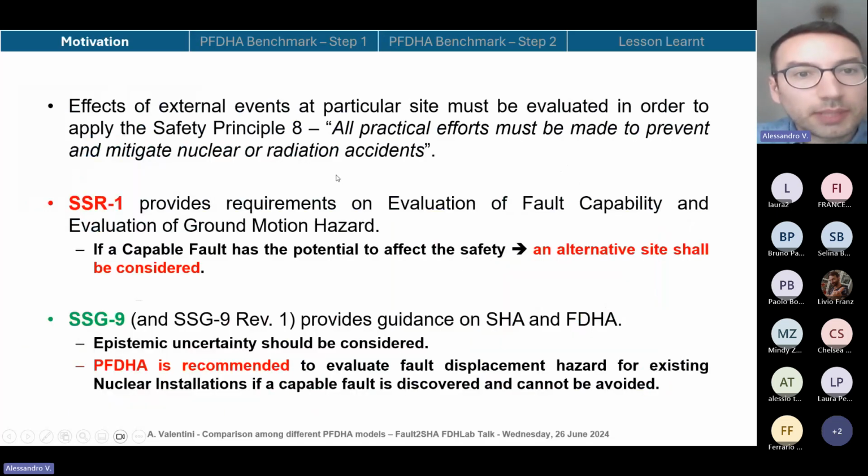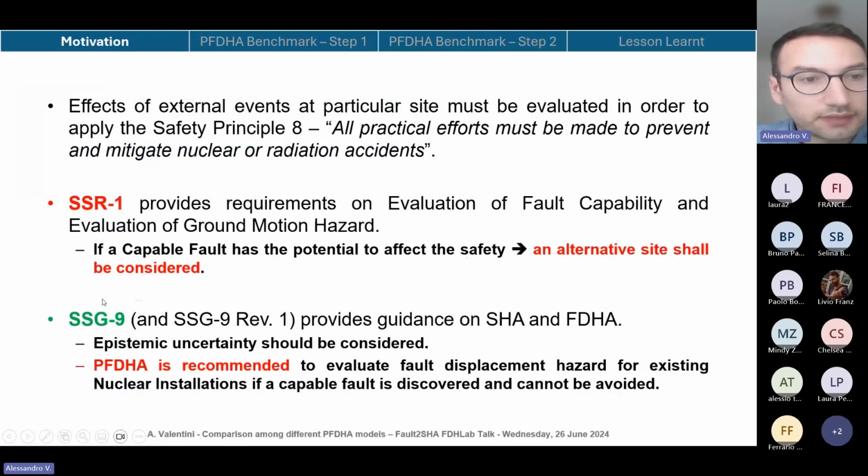In particular, safety principle number 8 of the safety fundamentals says that all practical efforts must be made to prevent and mitigate nuclear or radiation accidents, and the effects of external events at a particular site must be evaluated in order to apply this principle. For external events, the principle means earthquake, tsunami, flooding, everything that can damage the nuclear installation. In particular, the safety requirements number 1 provide requirements on evaluation of fault capability and the ground motion hazard. For a capable fault, it says that if a capable fault has the potential to affect the safety, an alternative site shall be considered.